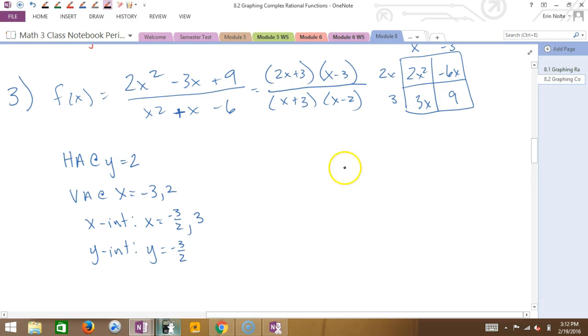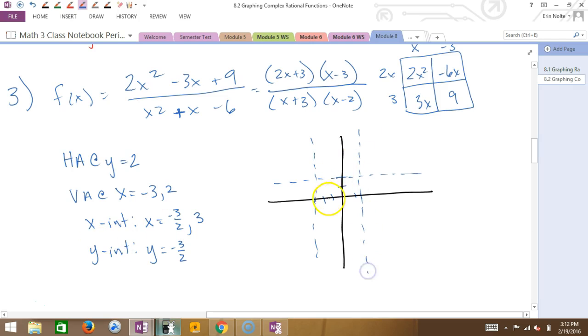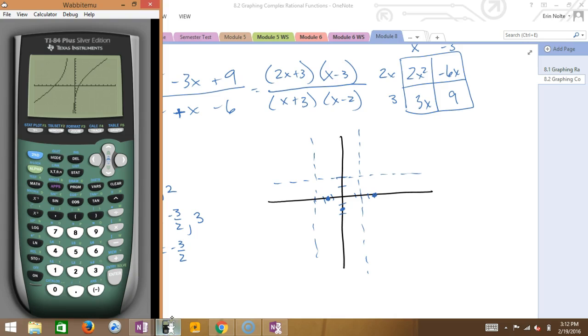All right, so here we go. We go to graph this. We're going to plot the information that I have. I have a horizontal asymptote up 2 units. I have 2 vertical asymptotes, one at -3, one at +2. I have 2 x-intercepts, one at -3/2, right about there, one at +3, and a y-intercept at -3/2. Wait, for the y-intercept, you plug 0 in for all x's? Yes. Is it going to the ground or on? No.